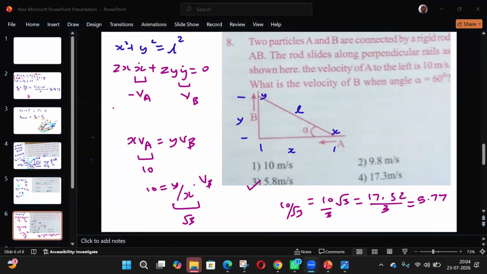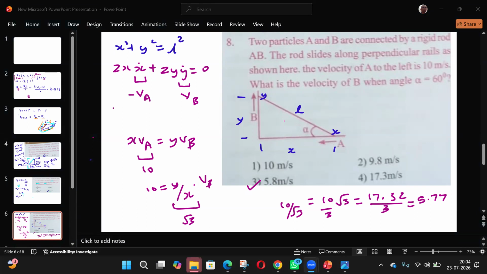Yeah, I have checked, the answer is 5.8. You understood, no? So what you should see is what is constant. That is the meaning of constraint. So even if the rod is moving, the constraint is that the length of the rod is not changing. So the variables in this question are the position A, position B, and alpha is a variable. If you do tan alpha equal to y by x and differentiate both the sides, there are three variables in the equation, x, y, and alpha. So that you would have missed.